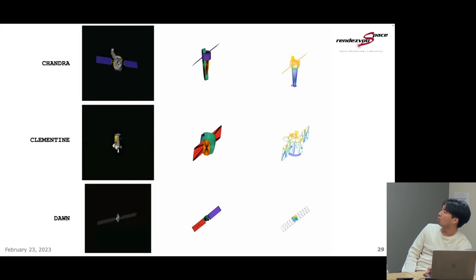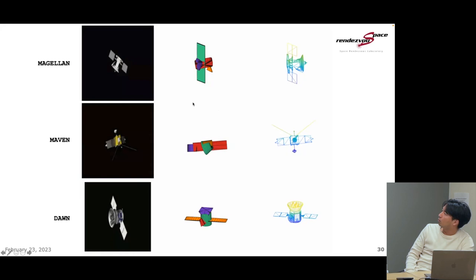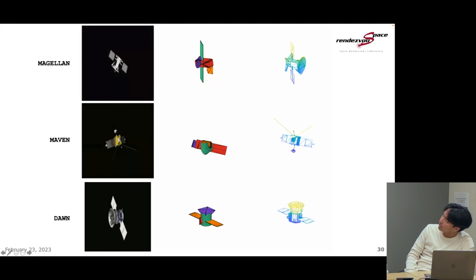More interesting shapes are like these ones. We still have two solar panels, but the main body actually has more parts in it. Here we have a main body and also some sort of dish antenna and some other parts.